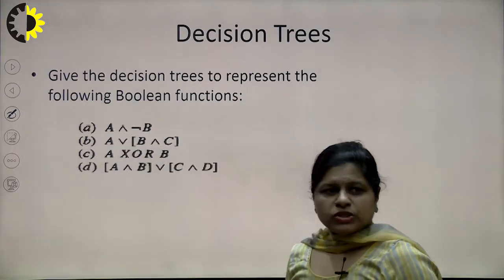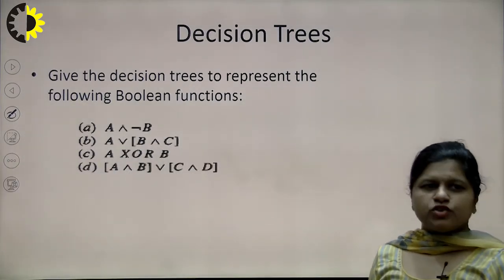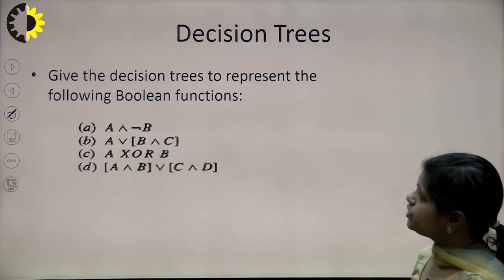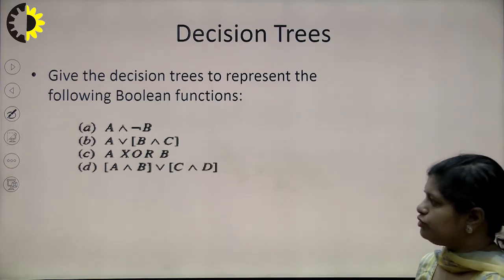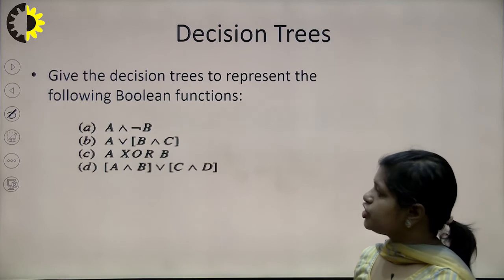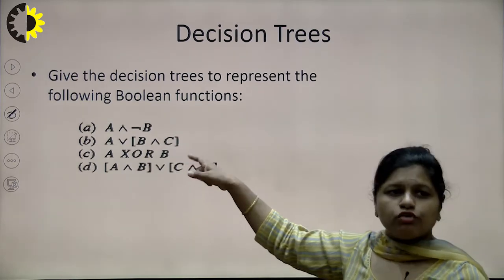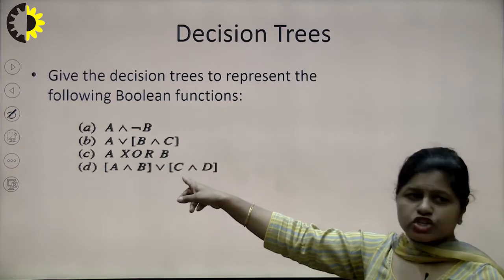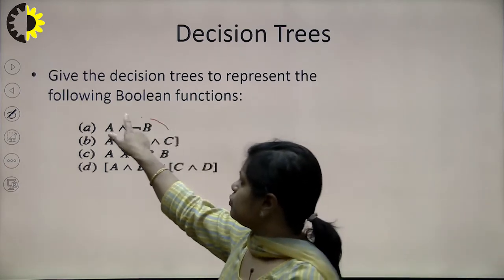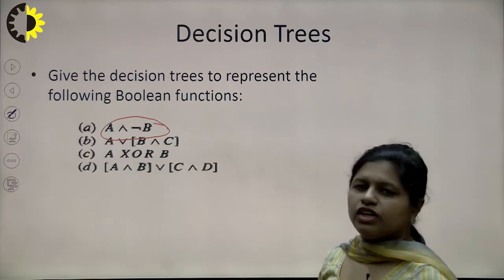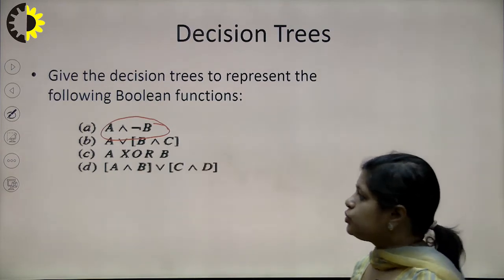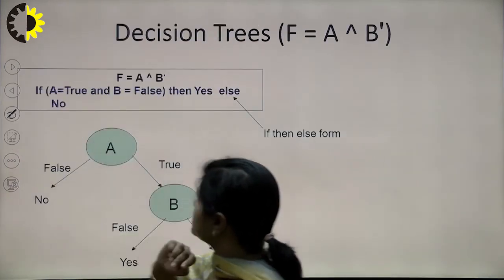Now let's do some questions: given the decision tree, now we need to find the decision tree to represent the following Boolean functions. Suppose the first function we need to represent with the decision tree is A and negation of B, or you can say A conjunction negation of B. So for this Boolean expression we need to build the decision tree. So how can this be represented?